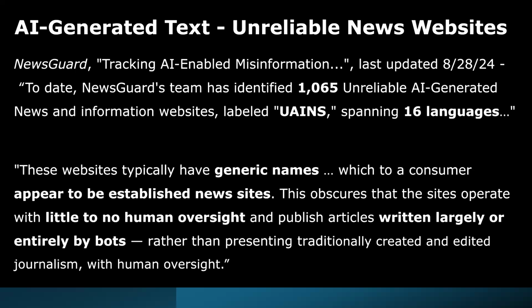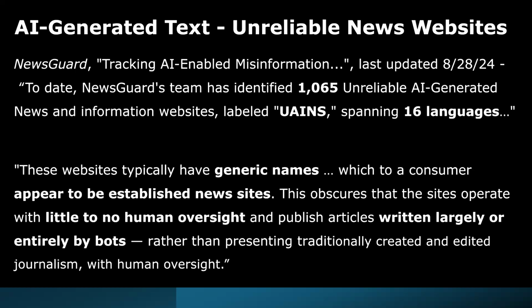These websites typically have generic names, such as iBusiness Day, Ireland Top News, and Daily Time Update, which to a consumer appear to be established news sites. This obscures that the sites operate with little to no human oversight and publish articles written largely or entirely by bots, rather than presenting traditionally created and edited journalism with human oversight, end quote.